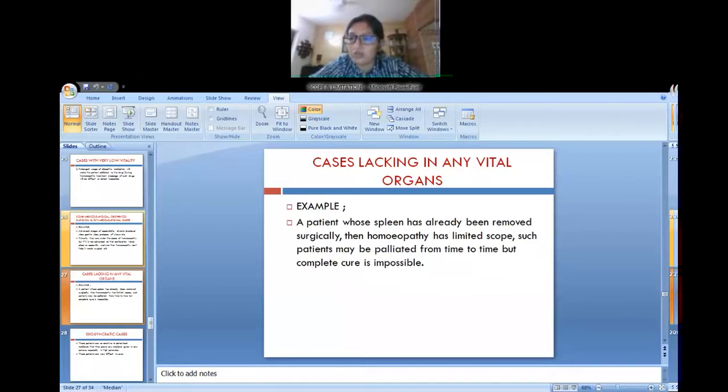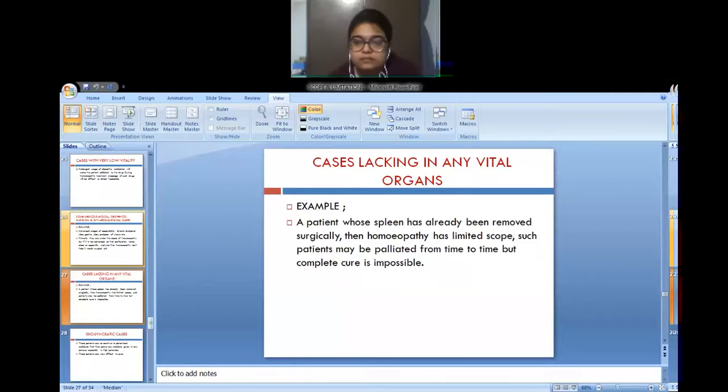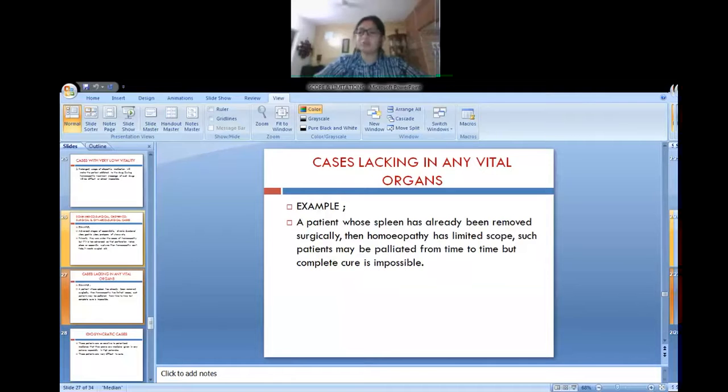Can you repeat the scope and limitations of homeopathic materia medica? What do you mean by scope and limitation of homeopathic materia medica? Is it a general topic or a specific question that you want? I don't think materia medica itself has a scope and limitations. Sorry, Soumya, can you repeat the question? Last slide. Okay. Sujata, can you put up the last slide?